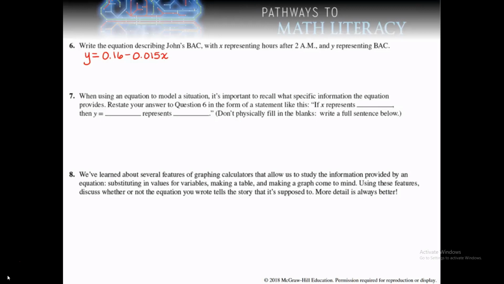7 asks us to restate that in a sentence. So we're going to say, if x represents the number of hours since 2 o'clock in the morning, then our equation y equals 0.16 minus 0.015x represents the person's blood alcohol level that many hours after 2 a.m.